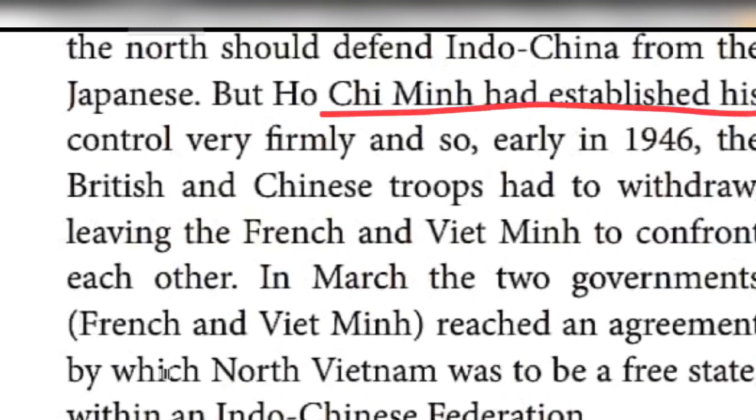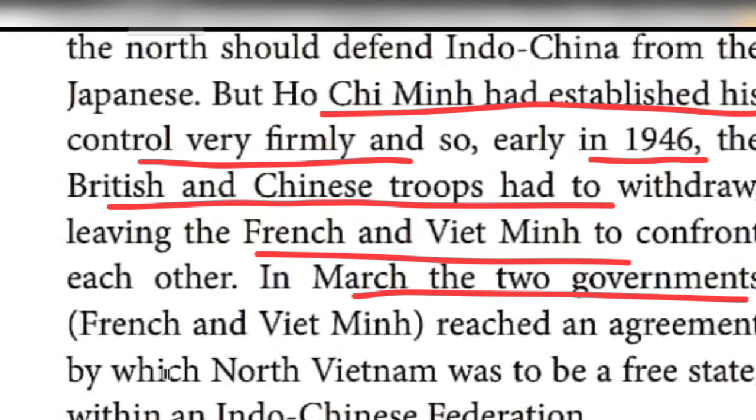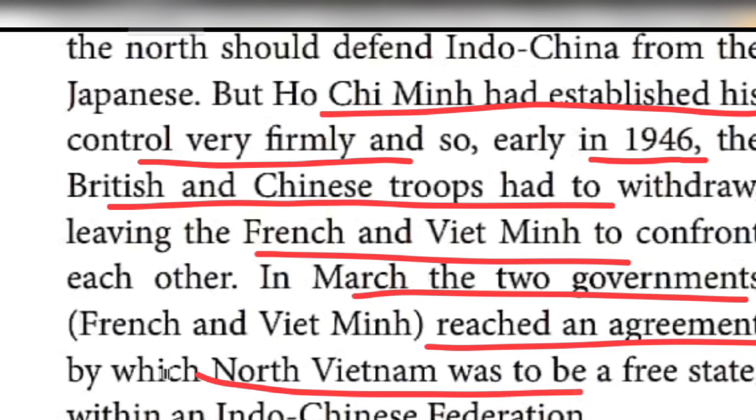Ho Chi Minh had established his control over Indo-China very firmly. So in 1946 the British and Chinese troops withdrew from Indo-China, leaving the French and Viet Minh to fight with each other. In March, the French government and the Viet Minh government reached an agreement. North Vietnam got independence, North Vietnamese were given independence, within an Indo-Chinese federation, but under the control of Indo-China.